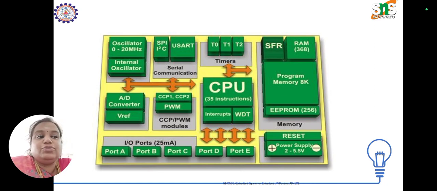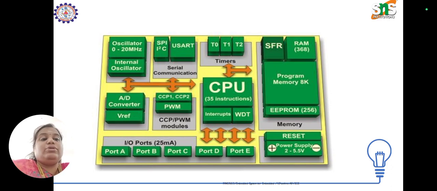Next, this is how the architecture will look. First is the oscillator. The oscillator is used to generate the periodic signal. It gives an equal input, and the internal oscillator gives the input internally. And the A to D converter, A to D is analog to digital converter. Then PWM, pulse width modulation, and there are 5 input and output ports. According to the specification, we can take the input port A, port B, port C, port D, and port E.